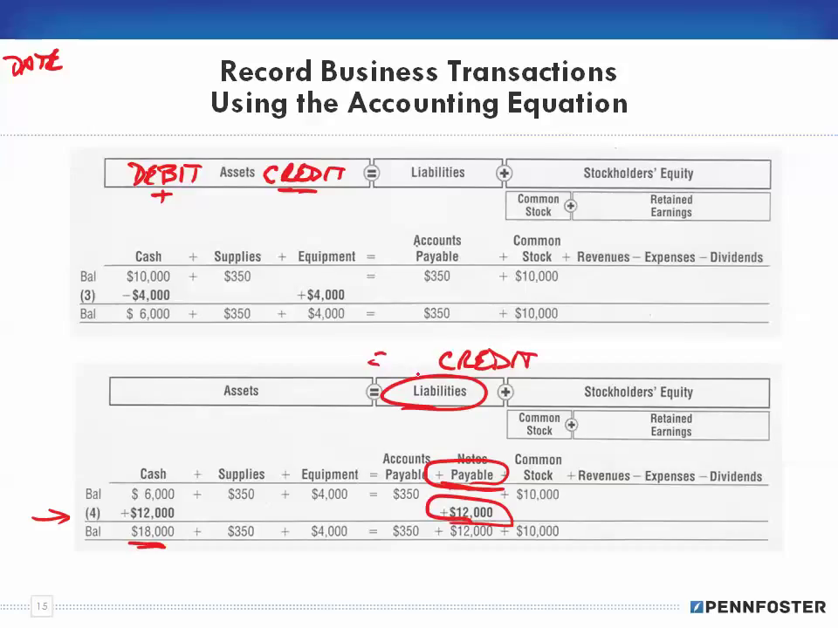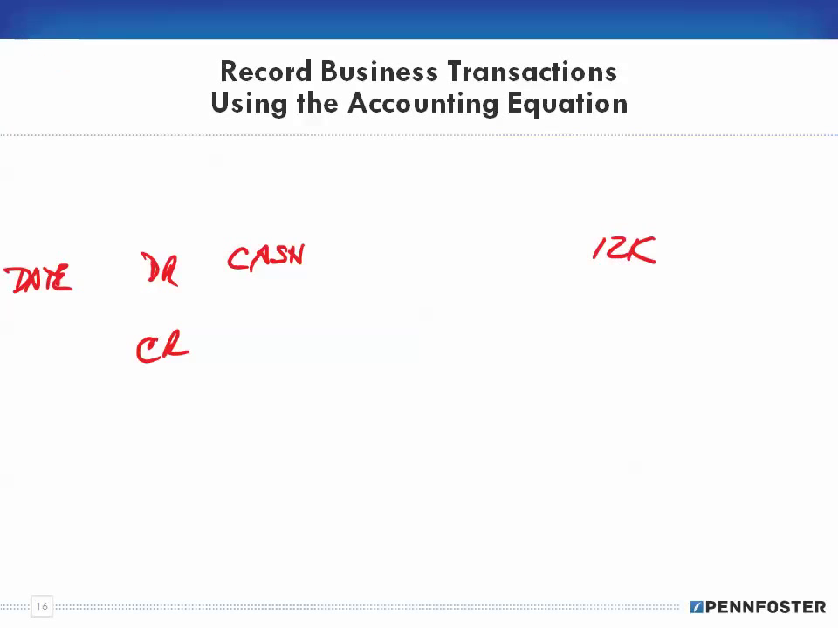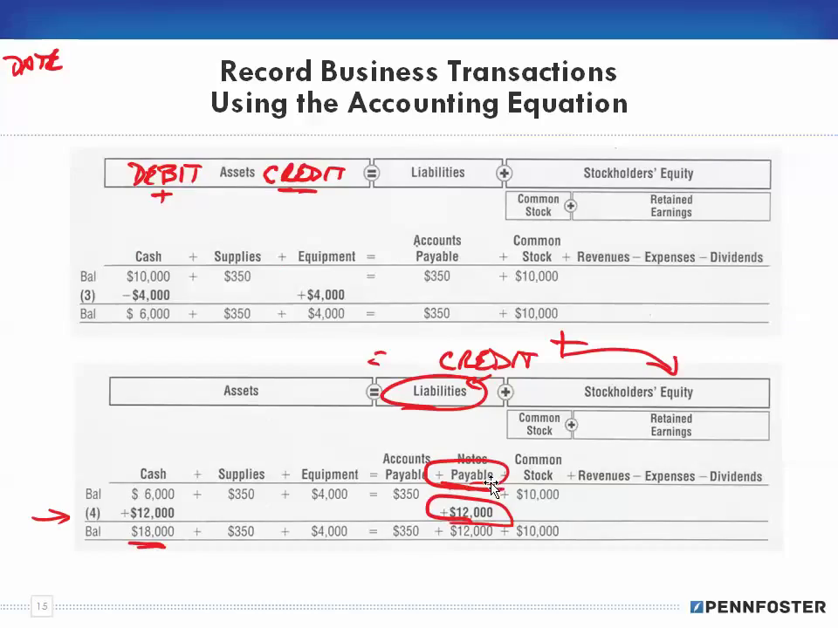Why? Because it's on the right. Liabilities and equity both increase on the credit side. So if my note payable goes up, I'm going to credit my liability. That falls right into place: my notes payable is a credit for $12,000. And there's my journal entry for it. This is the way you're going to be making your journal entries in your journals. It's not going to look like this in your journals, right?